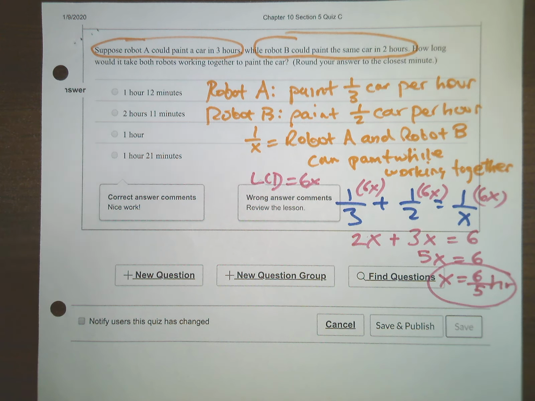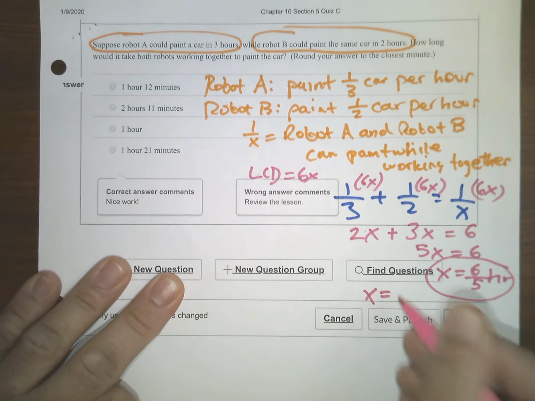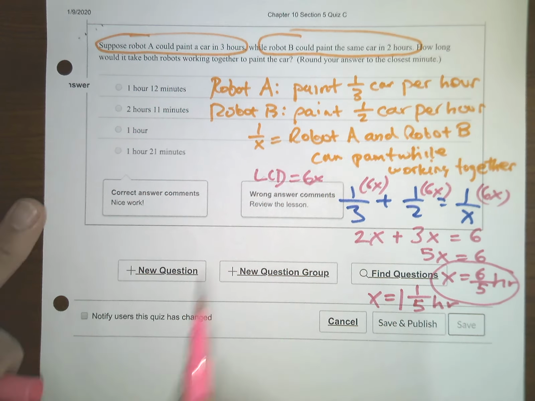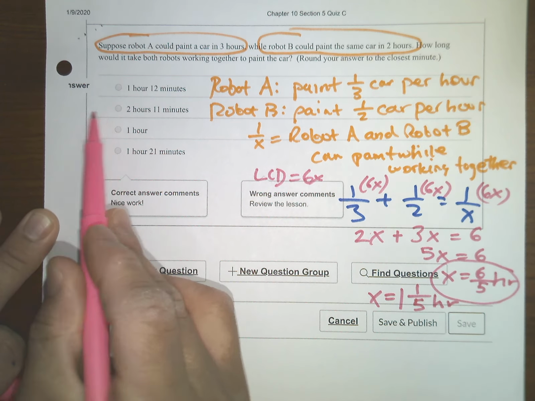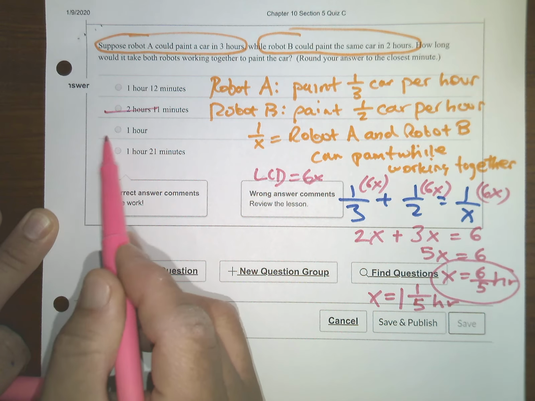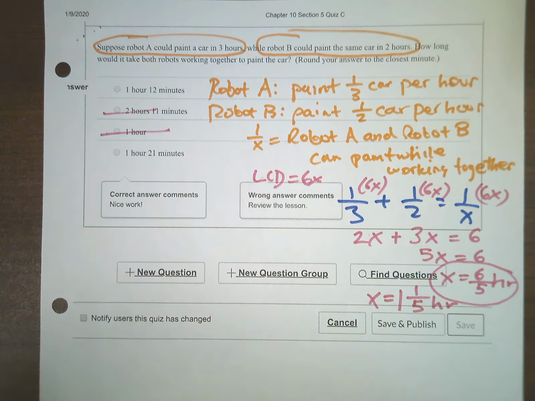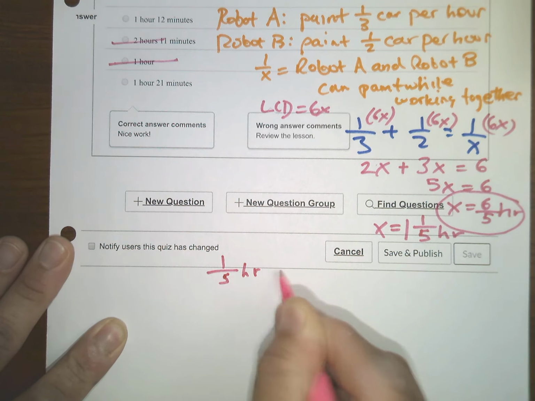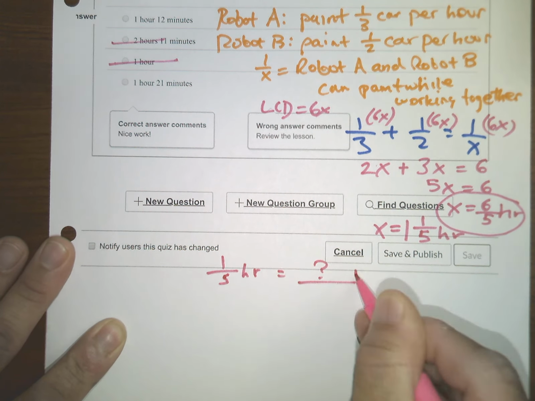All right, but 6 over 5 hours is 1 and 1/5 of an hour, but we see that it can't be 2 hours, 11 minutes. It can't be 1 hour. So now we need to convert 1/5 of an hour to minutes. So 1/5 of an hour equals how many minutes?